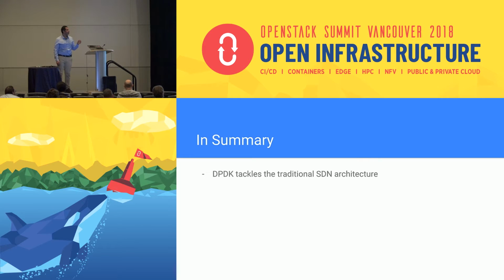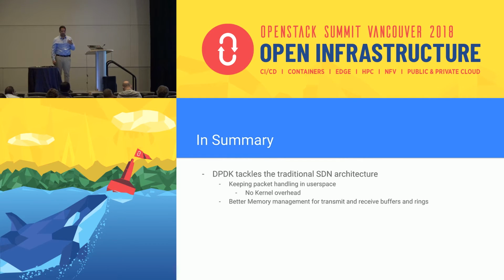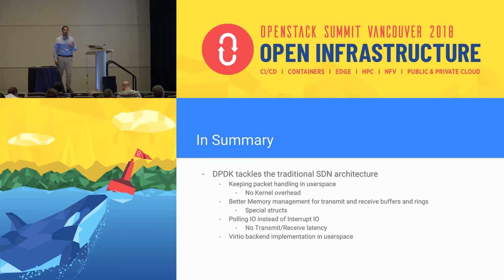So in summary, DPDK tackles the traditional SDN architecture by a couple of things. First is keeping the packet processing entirely in user space. This way you don't have to pay the tax for using the kernel space for sending or receiving packets. You also have better memory management for transmit and receive of the packets, with custom structs created specifically to provide faster network processing. There's also polling instead of interrupt-based I/O, so you're sending traffic using polling mode, which makes sure there is no transmission and receive latency. And there's also a VirtIO backend implementation in user space, which sits inside your OVS, so you don't have to go through the kernel space to send the traffic up and then down again.